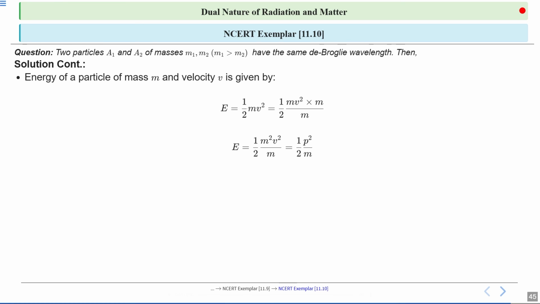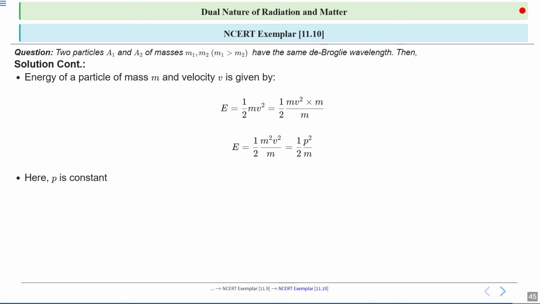So we see E equal to half m square v square upon m. Here m square v square is mv whole square, and mv is momentum. So it becomes half p square upon m. We have related energy to momentum. Since the momentum of both particles is the same, energy is only dependent on the mass. But the mass of both particles is not the same, so energy will be different for both particles.